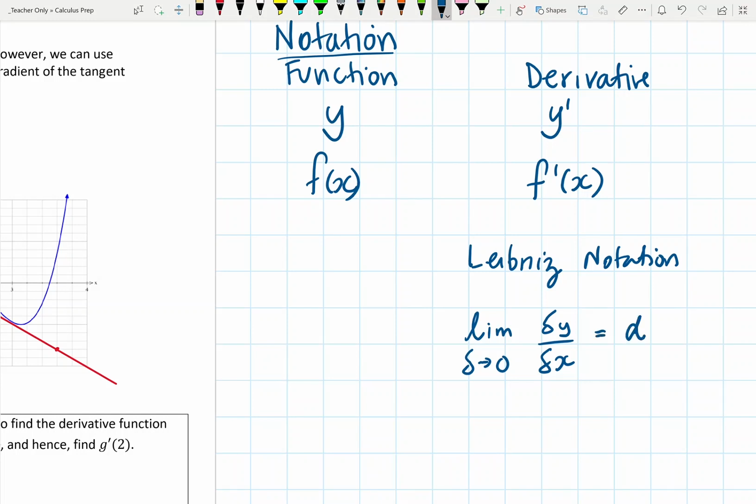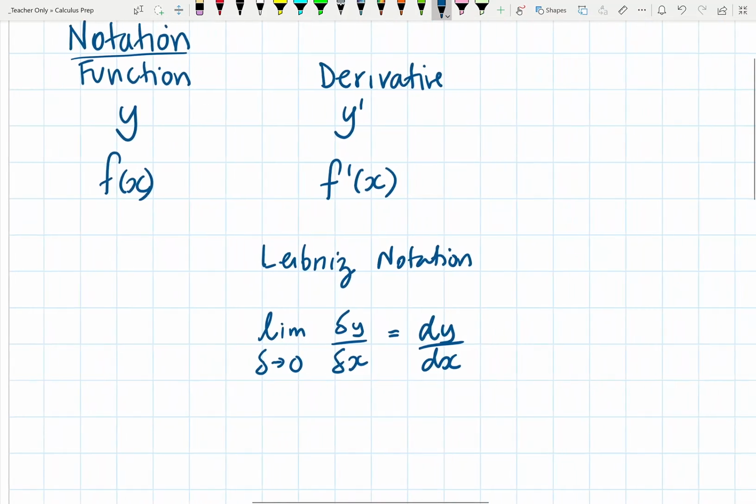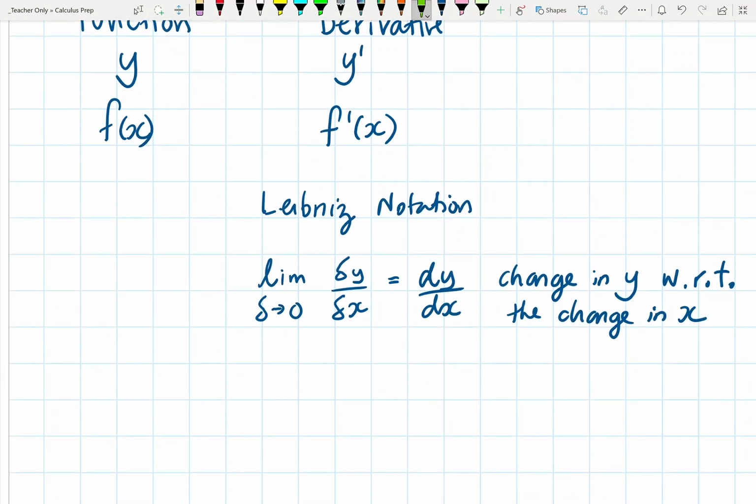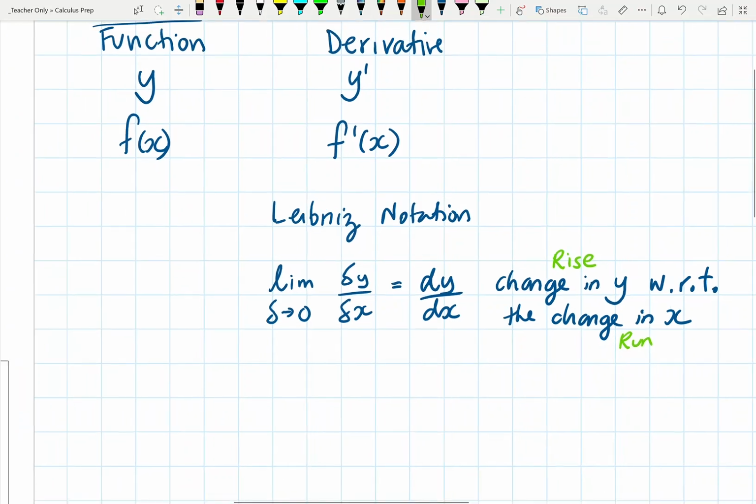This is otherwise known, more simply, as dy dx. It's not a fraction. You can't cancel anything. It doesn't behave like a fraction. But it is simply the change in y with respect to, so WRT stands for with respect to, the change in x, which, if you think about it, the change in y is effectively the rise and the change in x is effectively the run. So there's a very, very strong link between dy dx and rise over run.